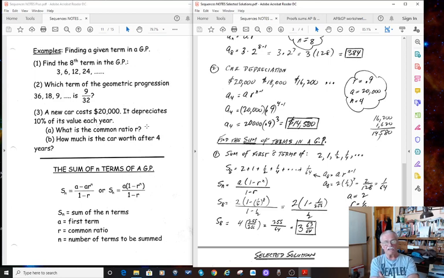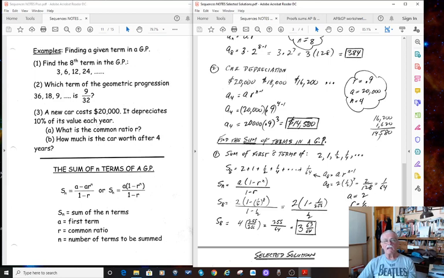If it loses 10%, now just use some common sense. You start with an original cost, which we're going to think of as 100%. If it loses 10%, it means it's now worth 90% of what it was. So the r, the common ratio, is 0.9, which corresponds to 90%. So in other words, looking at our select solutions here, when you have the new car, it's worth 20,000.